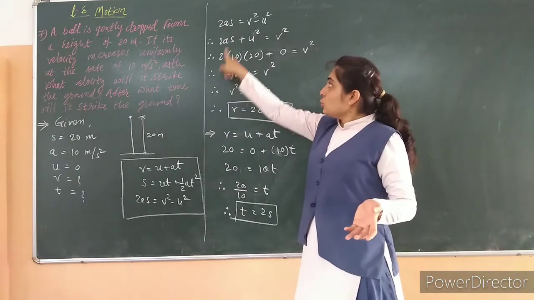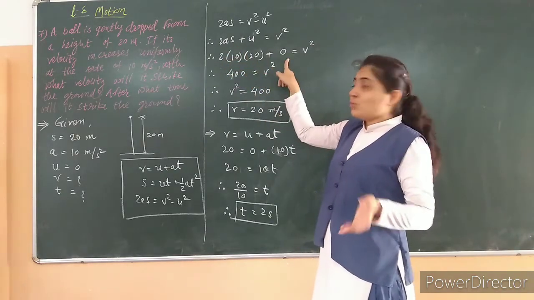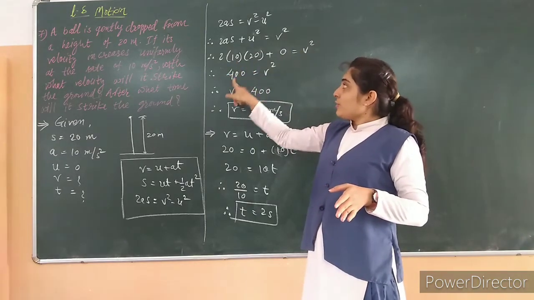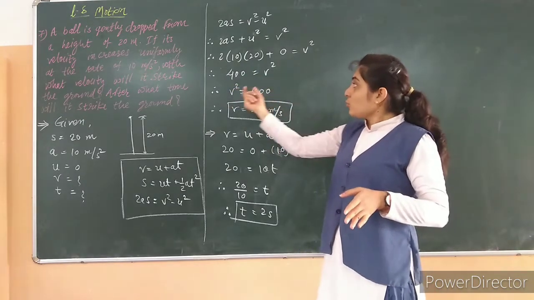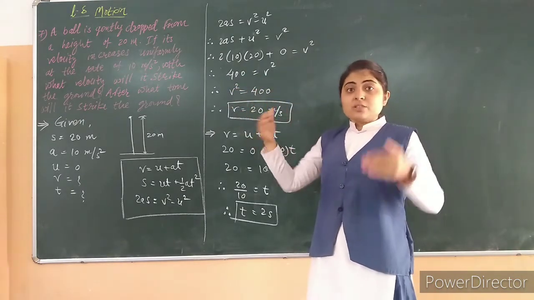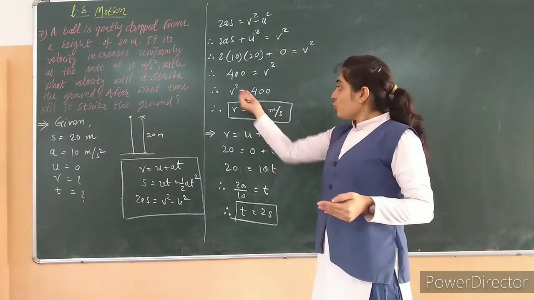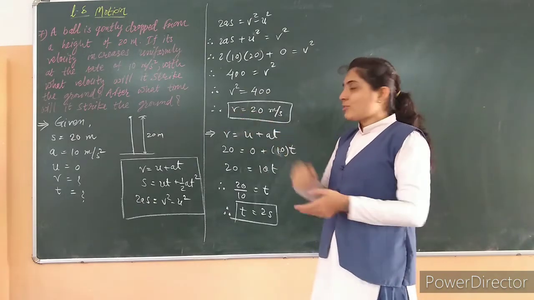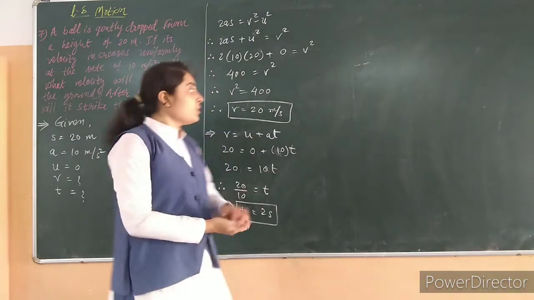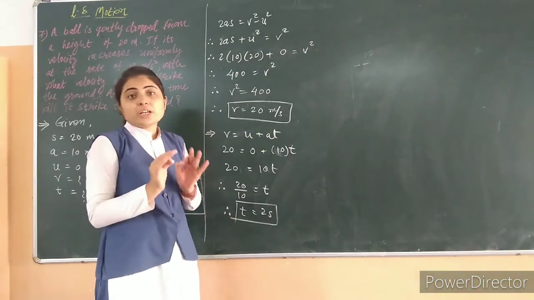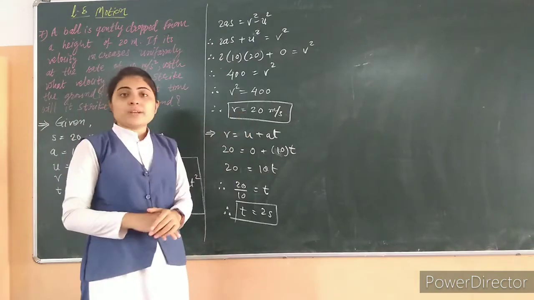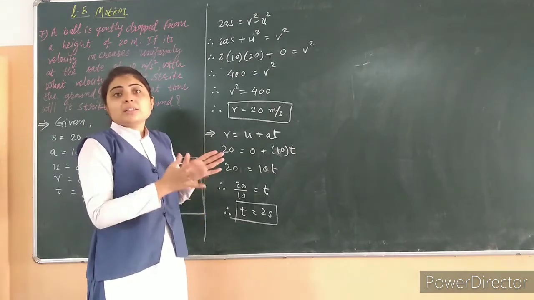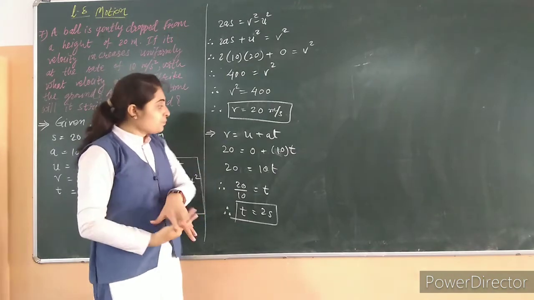Put the values now. 2A is 10, S is 20, plus U is 0, so U square is 0, equal to V square. 2 into 10 into 20 will give 400, equal to V square. So V square is equal to 400. But we need V, so we take the square root on both sides. The square root of V square is V and the square root of 400 is 20. So V is equal to 20. As it is a velocity, the unit will be meter per second. Remember, don't forget to write units. V is equal to 20 meter per second. At that time, the object will have 20 meter per second velocity.